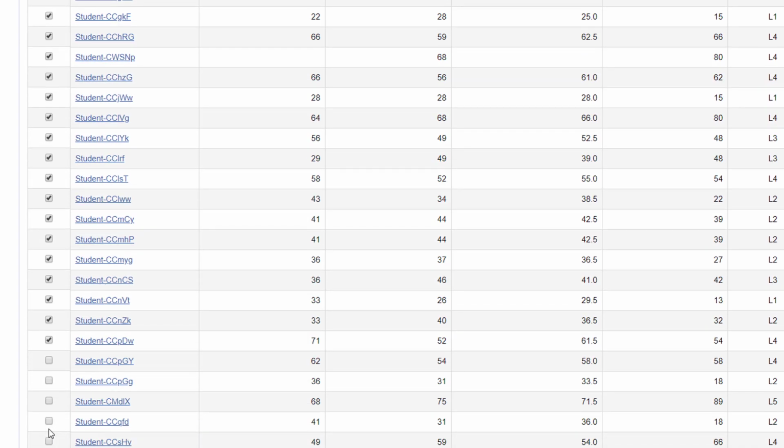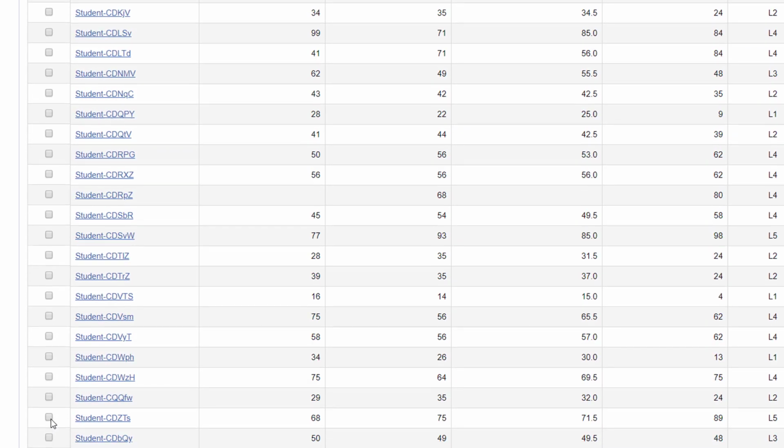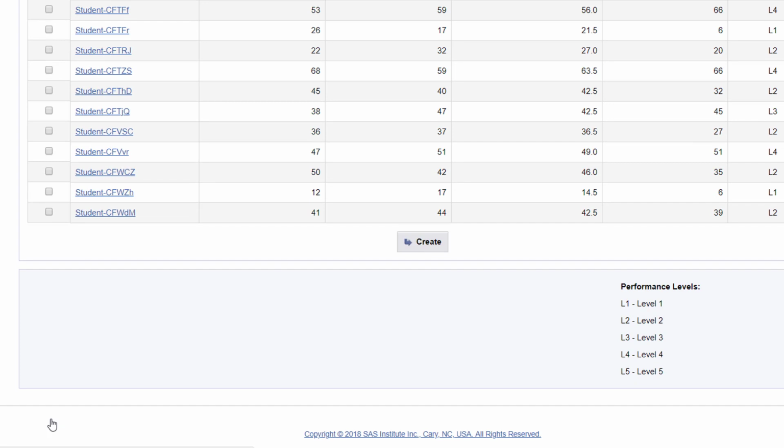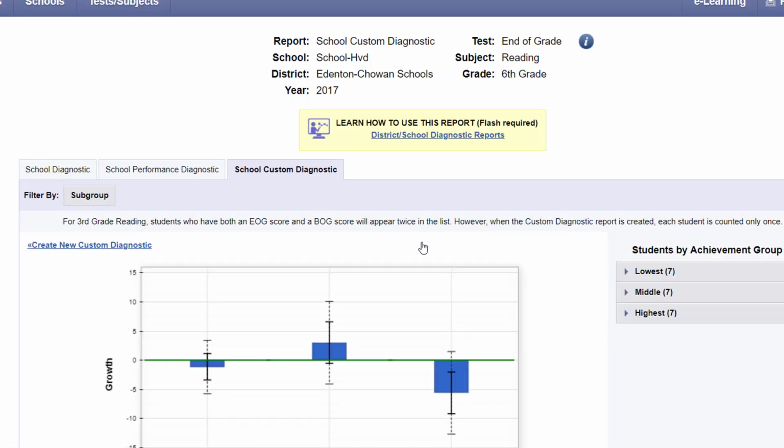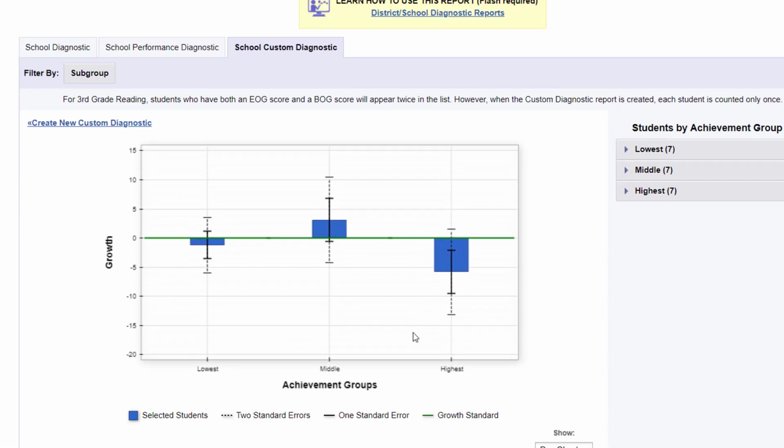After I've selected all the students that I taught last school year, I'm going to hit submit at the bottom of the report, or create. And I get a bar graph that looks like this. This is telling me that I did a pretty good job of teaching my low students, even though my bar is falling below the line, which I don't want to see go too far. I did a really good job of teaching my average students, but I did not do a very good job at all of teaching my highest performing students.